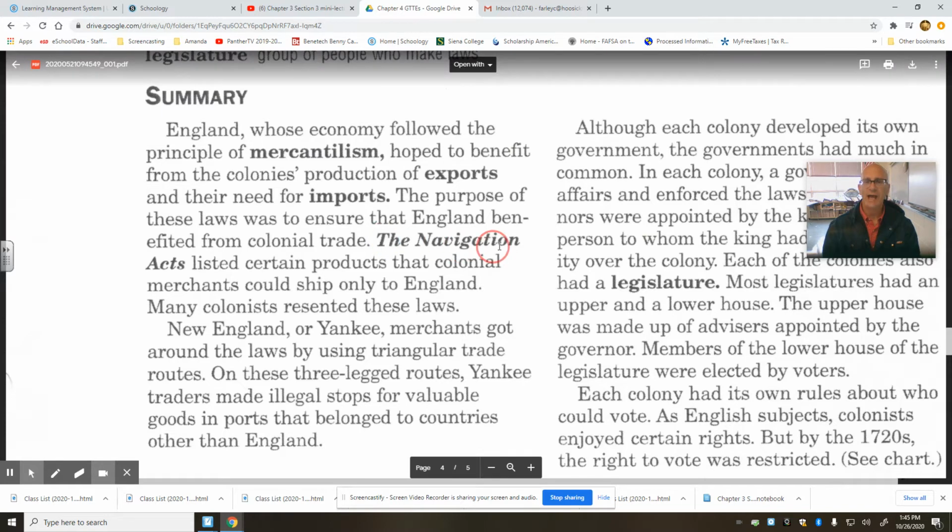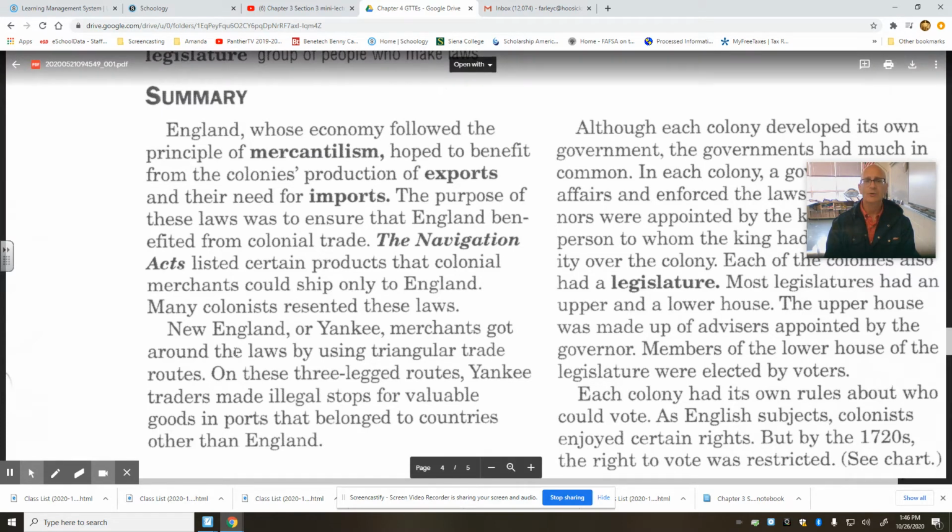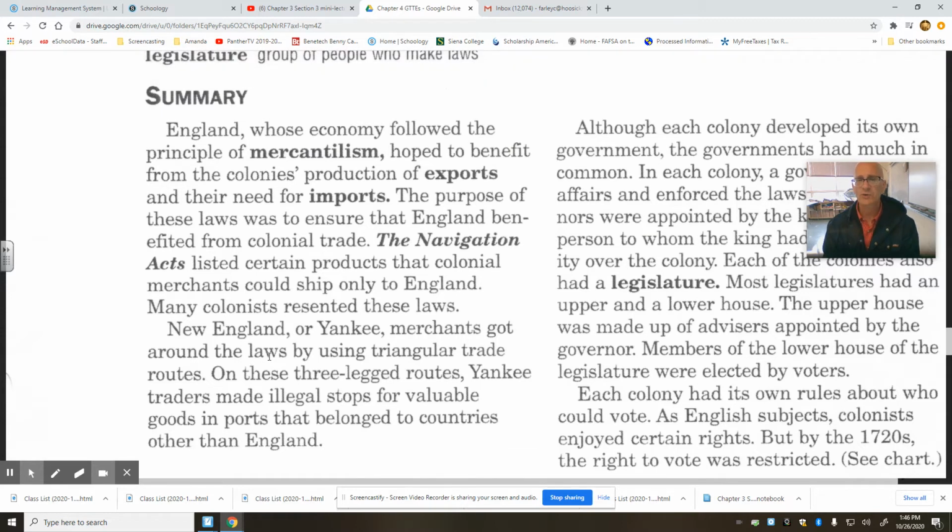And the Navigation Acts listed certain products that colonial merchants could ship only to England. England did not want to lose the ability to make a profit on colonial trade goods. So there were a large number of goods that colonists could only ship back to England. Many colonists resented these Navigation Acts, which restricted their ability to trade with people other than England. New England or Yankee merchants got around the laws by using triangular trade routes.